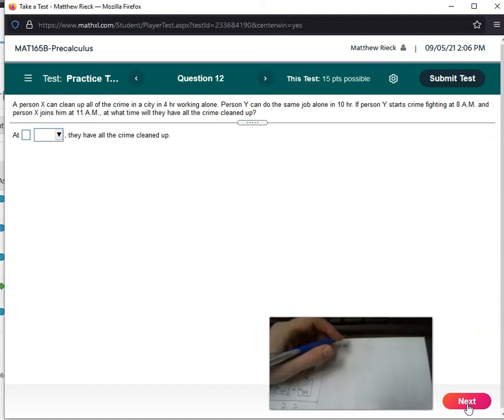So we have person Y who can clean up 1/10 of the crime per hour. So again, to find your rates, you're just going to take the amount of time and take the reciprocal of that. So for A, the amount of city that we're cleaning up the crime for is 1. So we have 1 equals, all right, and then person Y works by himself for 3 hours. So we have 1/10, that's his rate, times the amount of time that he works by himself, which is 3 hours there.